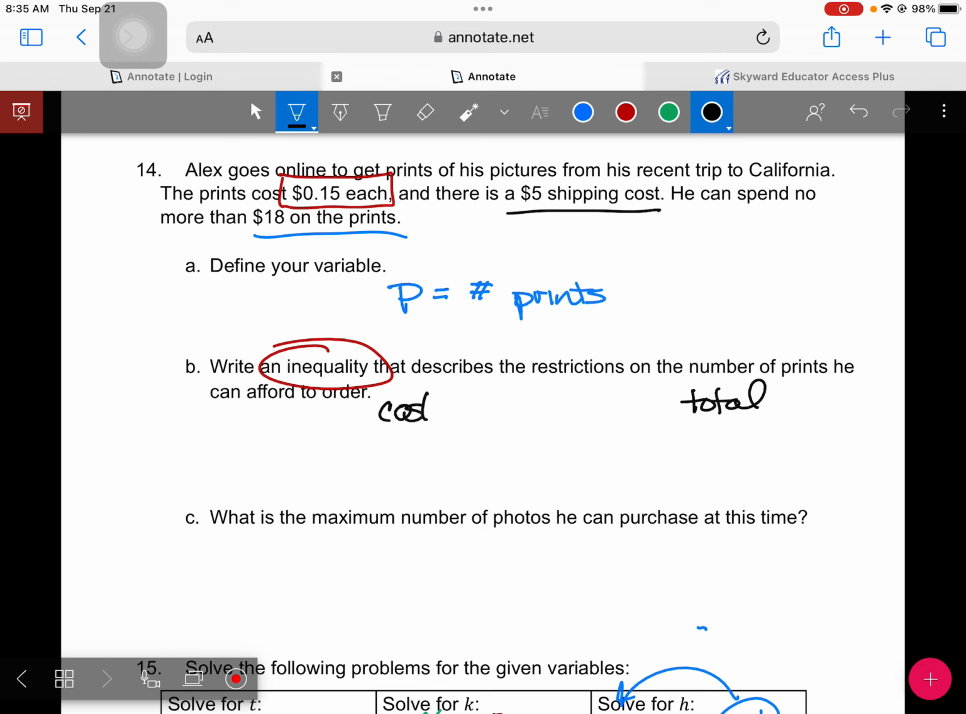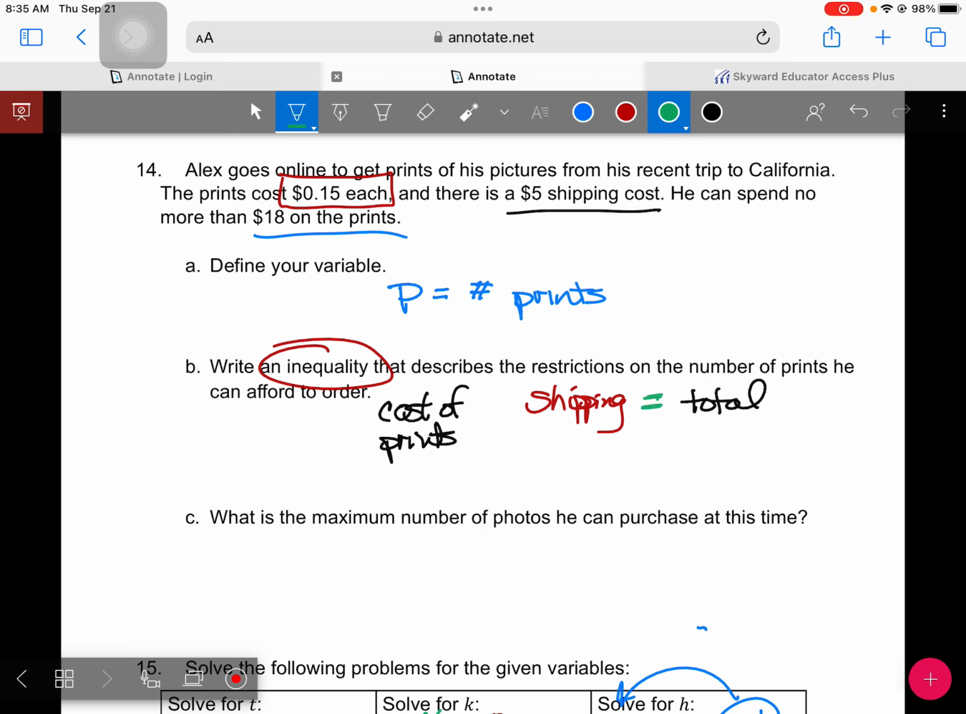Cost of the prints. Every time I hear prints, I'm like, prints. And shipping. And what is happening in between each of these things? Is there anything else we need to write down, word-wise? No. So the cost, shipping, total. What kind of math symbols would I put in between these words? Okay, so the equal sign goes here.